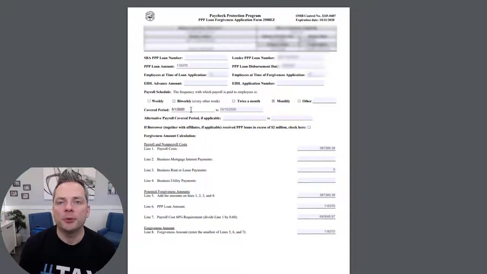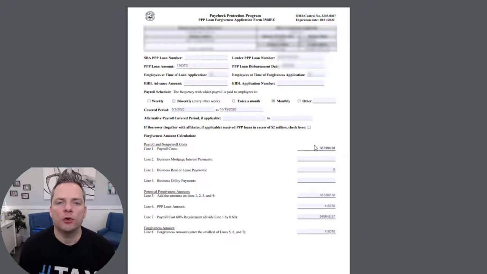If you notice the disbursement date is April 6th, I could put April 6th here, and then this would change to basically September 20th or something. That's fine. Either way, it's going to be fine. I went ahead and used these dates. Use your dates that work for you. Now, if for some reason you're requesting an alternative payroll covered period, you need to talk to your accountant. I'm not going to go into details about that.